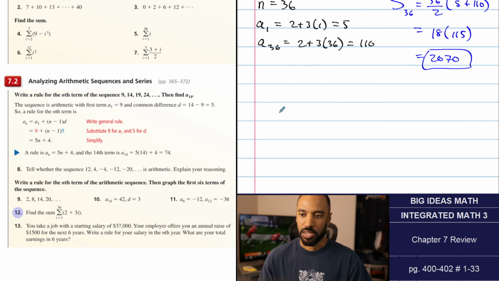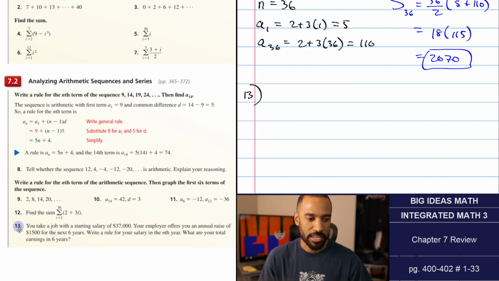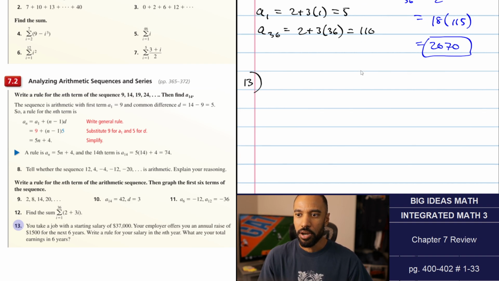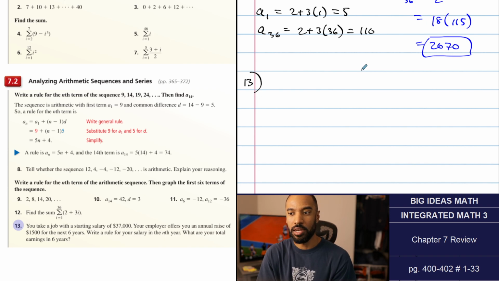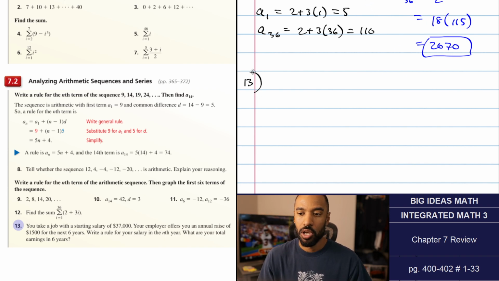Okay, number 13. Word problem. You take a job with a starting salary of $37,000. Your employer offers an annual raise of $1,500 for the next 6 years. Write a rule for your salary in the nth year. What are your total earnings in 6 years? Now, there are two questions within. One is an arithmetic sequence question. One is an arithmetic series question.